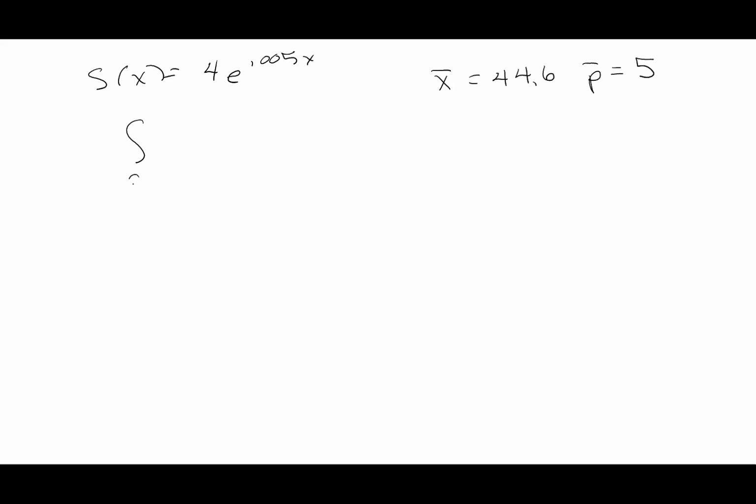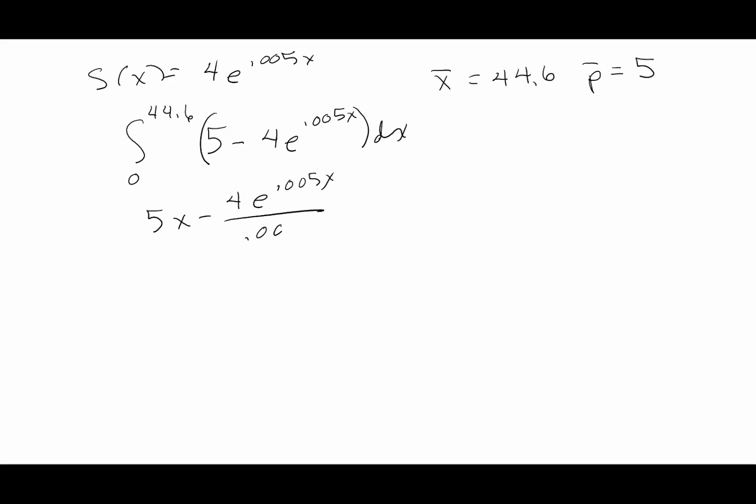I'm going to find the integral from 0 to 44.6. I first put the price of 5 minus 4e to the 0.005x dx. When I integrate, I get 5x minus 4e to the 0.005x divided by 0.005. I put in my bounds. Just like last time, I can simplify this a little. 4 divided by 0.005 gives me 800, so I have 5x minus 800 e to the 0.005x.